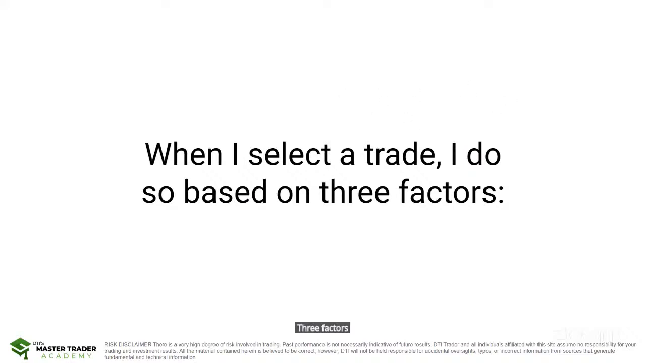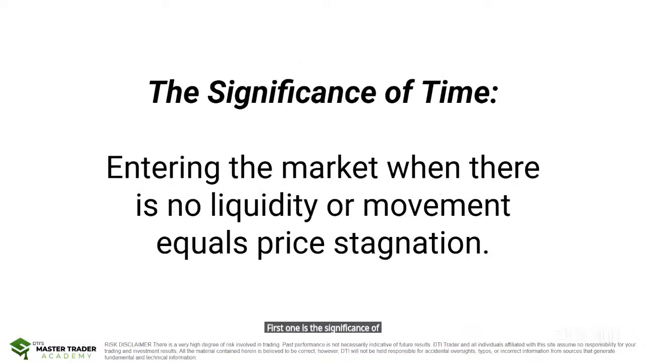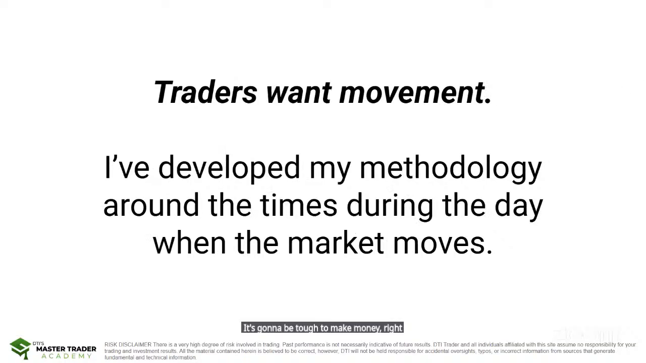Three factors to select a trade. Call it the 3 pillars of trading: time of day, key numbers, and market indicators or market tools. First one is the significance of time. The basics of this is, when you enter the market, if there's no liquidity or no movement, it's going to be tough to make money, right? As a trader, traders want movement. Tom developed a very repeatable methodology based around this fact, around key times when the market will move during the day.